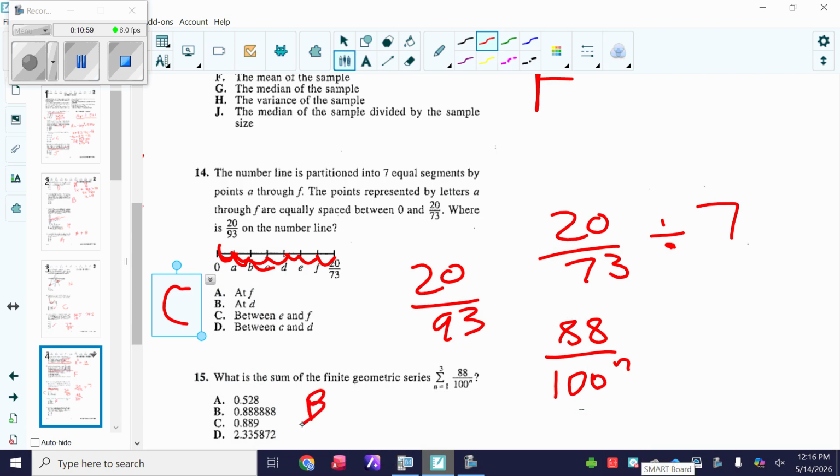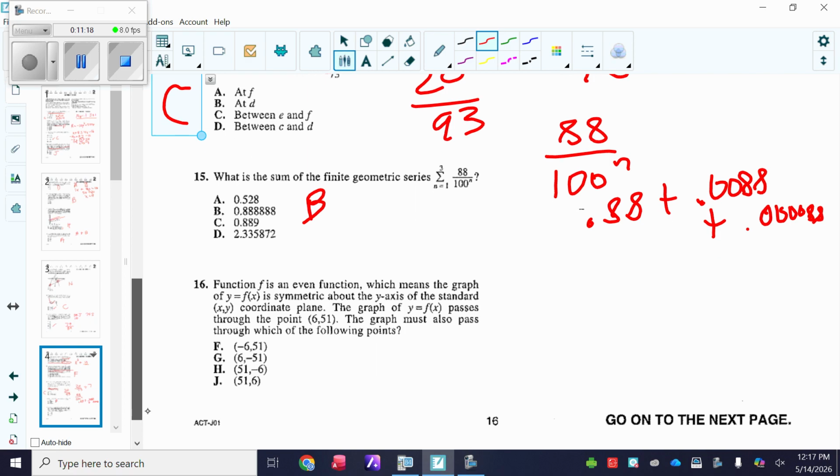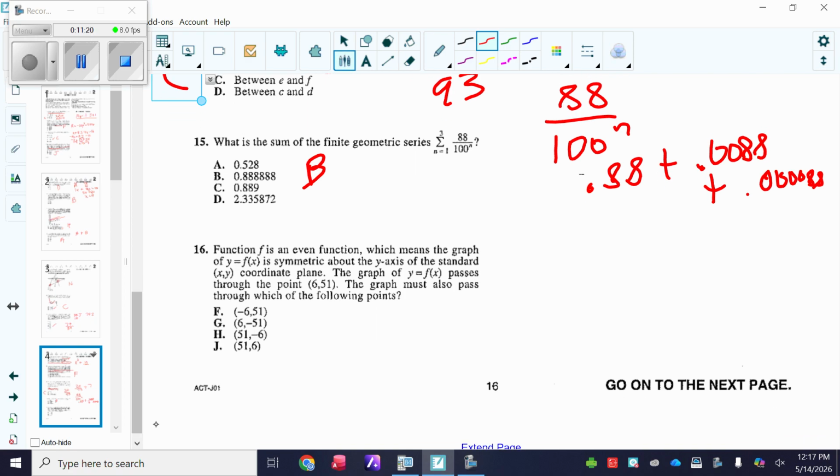You could have done that by hand. Plugging in 1 would give you 88 over 100. Plugging in 2 would have given you that. And plugging in 3 would have given you 4 zeros. Tough problem if you've never seen it. I know a lot of my students looked at it and didn't have a clue what was going on. Well, that's a summation. You're summing the three answers.